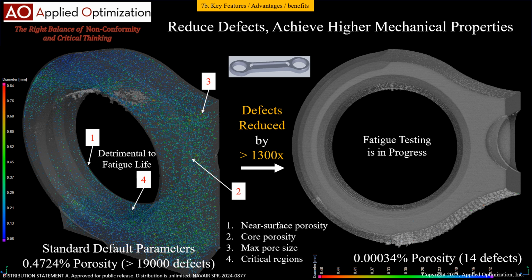The simulation-designed process parameters are useful to reduce defects and achieve higher mechanical properties. This slide shows a link, which is a structural part. We reduce defects in this link by greater than 13,000 times using process parameters predicted by the simulation, that is AMP squared, as compared to when the same link was produced using default parameters. The default link has greater than 19,000 defects identified in the 20-micron CT scan data. The link optimized using parameters predicted by AMP squared had 14 defects. These parts are currently being fatigue tested to demonstrate superior fatigue performance.